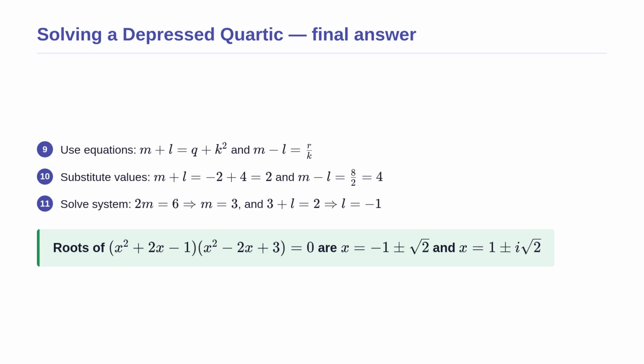Now that we have k, we must find L and M. We use two simple linear equations that come from the method's derivation. Plugging in our known values, we find that the sum of M and L is 2 and their difference is 4. Adding these equations together cancels out L, giving us M equals 3. Substituting back, we find L equals negative 1. We now have our two quadratics. Using the standard quadratic formula on each bracket gives us our final 4 roots, 2 real and 2 complex.